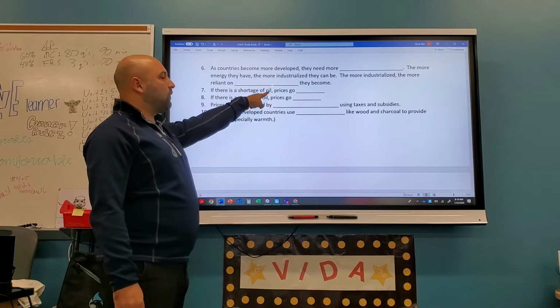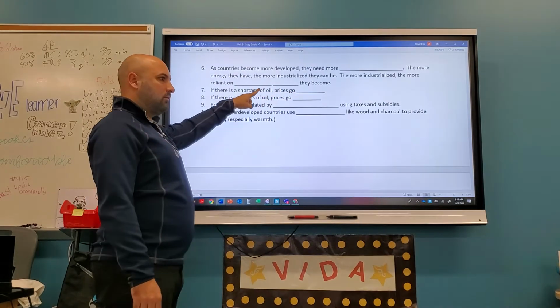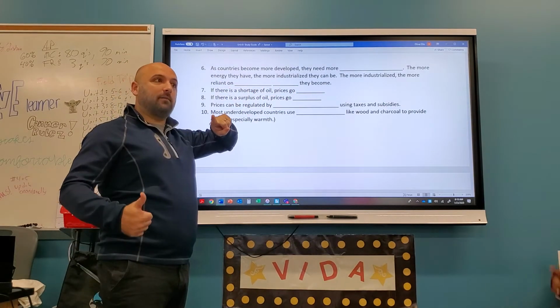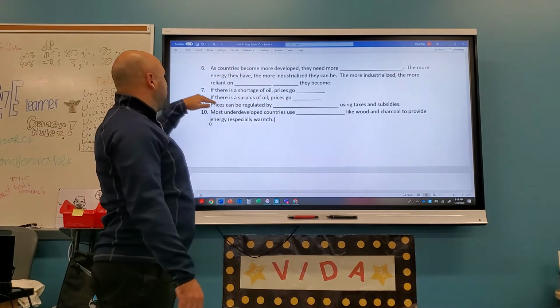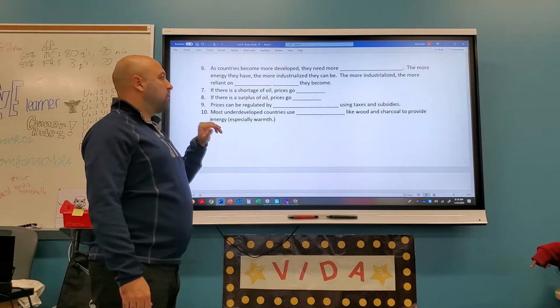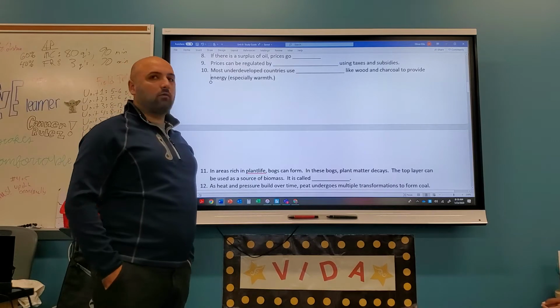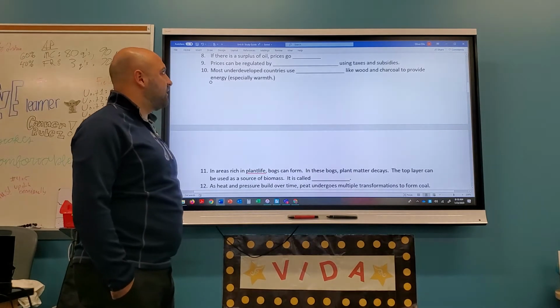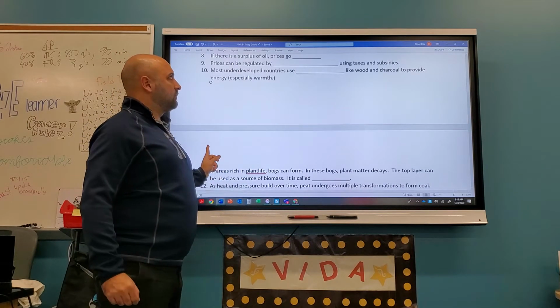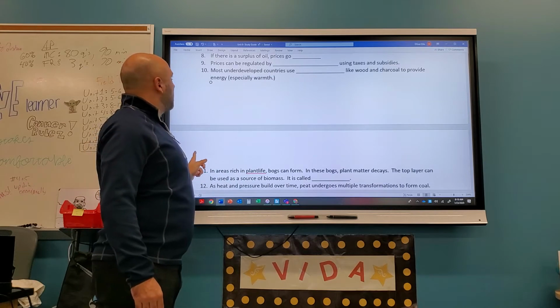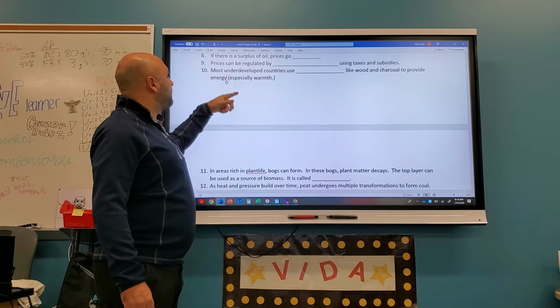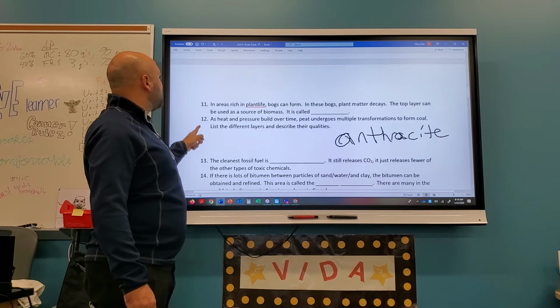If there's a shortage of oil, prices will go up. Supply and demand. And if there's a surplus, it will go down. Prices can be regulated though by governments using taxes and subsidies. Which one makes it cheaper? Subsidies. Most underdeveloped countries use biomass like wood and charcoal to provide energy, especially warmth.